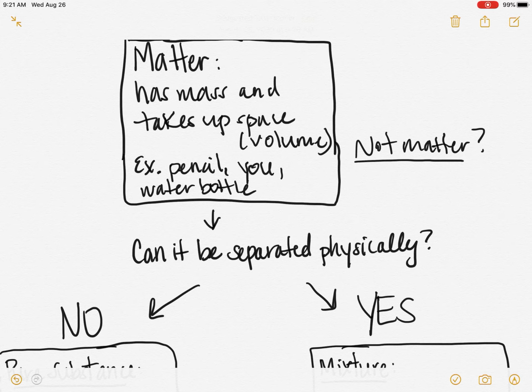Okay, this is a little bit hard. A lot of students will ask the question of air. Okay, well, is air matter? And so this is actually something we're going to come back to with a little demonstration in class. So we'll kind of leave that as an open-ended question at the moment.